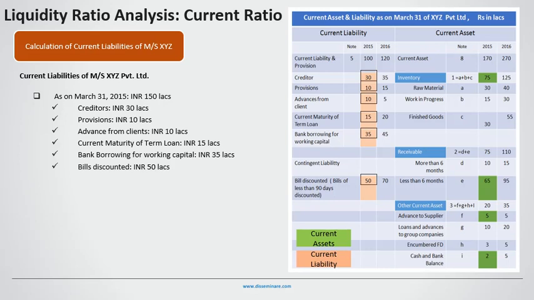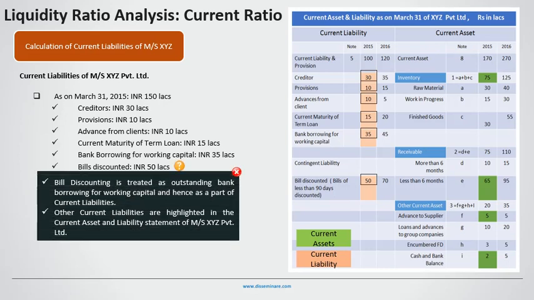Please note, bill discounting is treated as outstanding bank borrowing for working capital and hence as a part of current liabilities. This was also included as part of current assets. Other current liabilities are highlighted in the current asset and liability statement of MSXYZ Limited. Thus, as on March 31, 2015, the current liability of MSXYZ is Rs 150 lakhs.